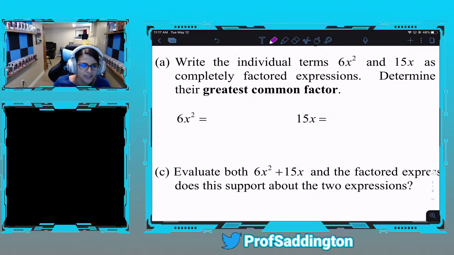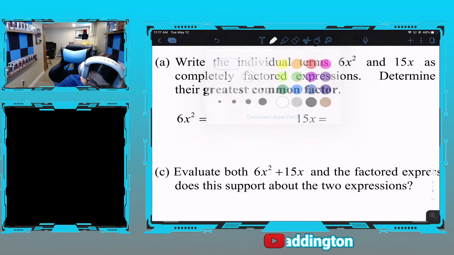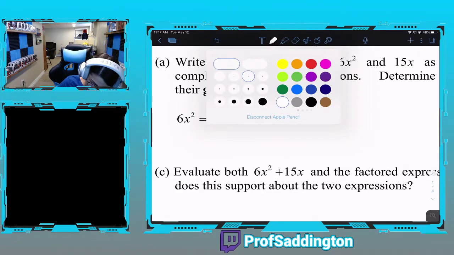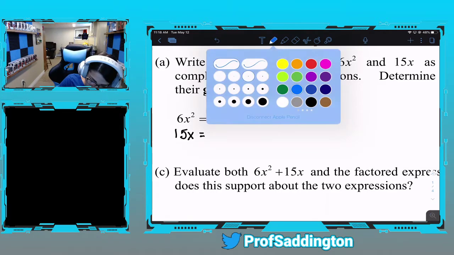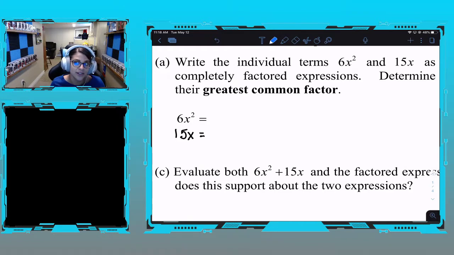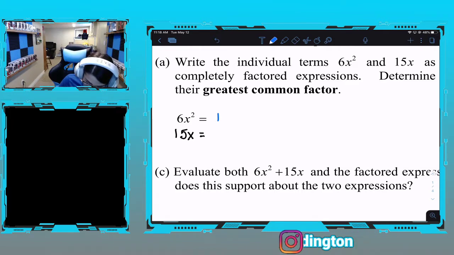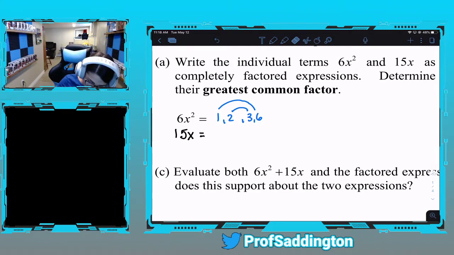For 6x squared, I like to do something called the rainbow method. I'm going to rewrite these above and below one another. First we're going to look at 6x squared. I want to think of all the different ways that I can multiply to get 6. That would be 1 and 6, and 2 and 3. Remember, back in middle school, you would do a little rainbow thing to show all the different factors of that number.